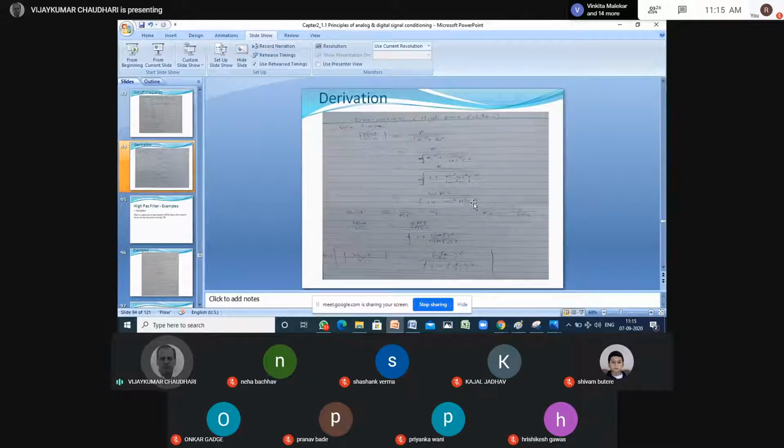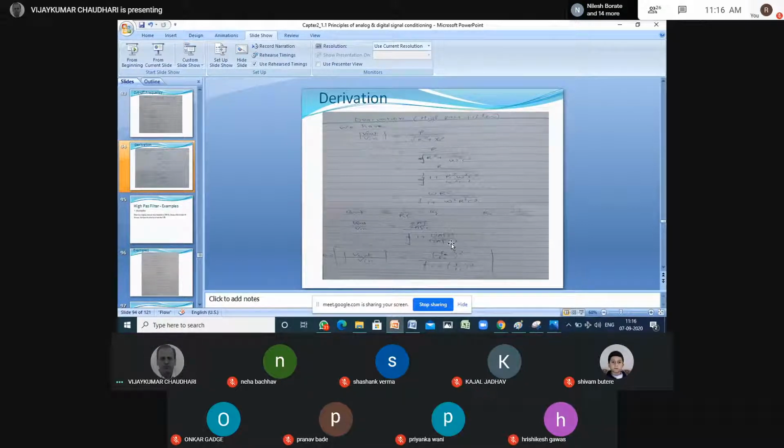But this can be replaced, because we know that omega c is 1 by RC. So RC is equal to 1 by omega C. Substituting it here, it will be omega square upon omega c square, so it is 2 pi f whole square divided by 2 pi fc square. So it cancels out, and what we get is the simplified formula: V out upon V in is equal to F upon Fc divided by root of 1 plus F upon Fc whole square.